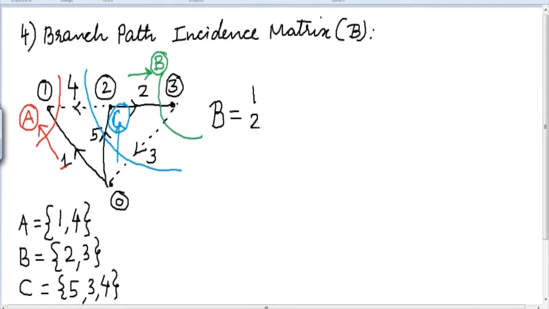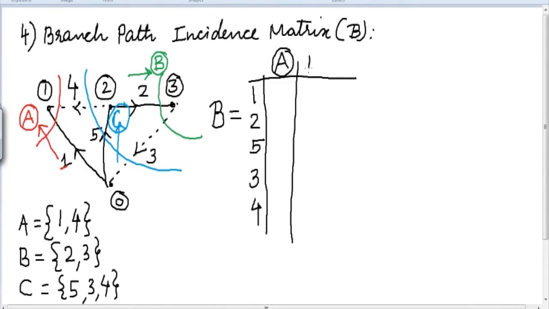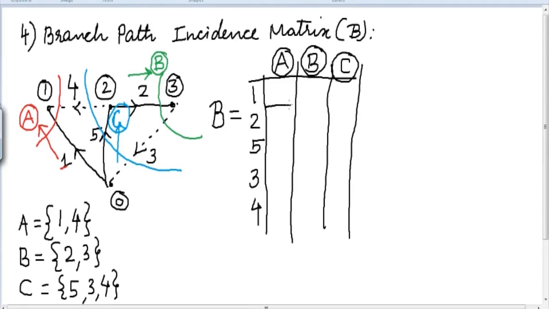Then write the branches first. What are your branches? Branches are 1 to 5. So write 1 to 5. And what are your links? Links are 3 and 4. So write 3 and 4. And then here one by one write the name of your basic cut set that you have drawn. So the first basic cut set is A, the second basic cut set is B, and the third basic cut set is C.